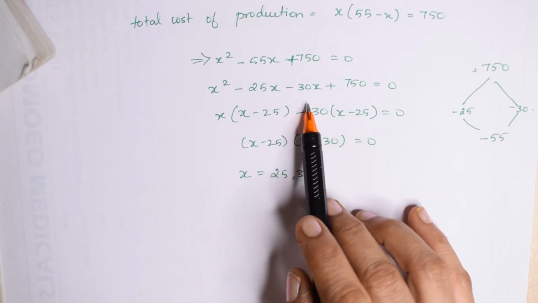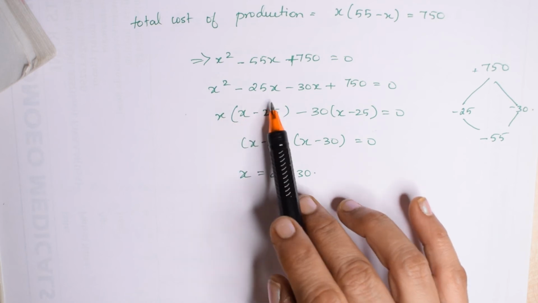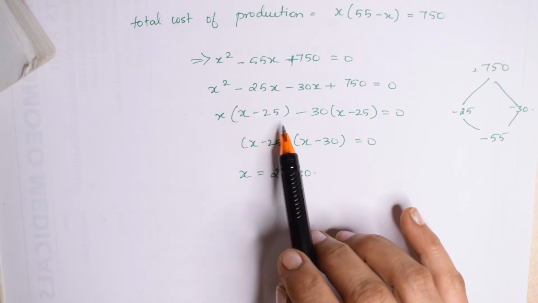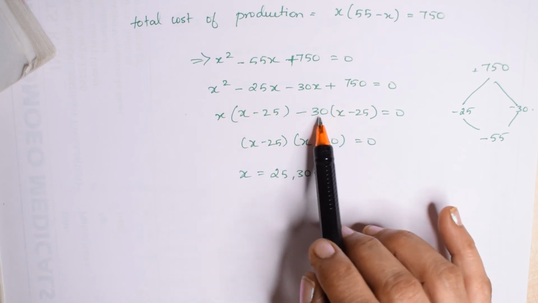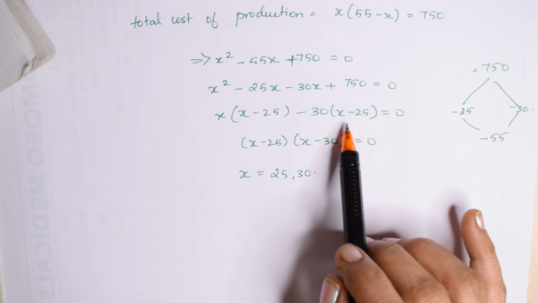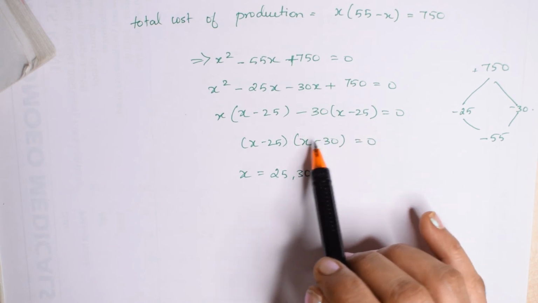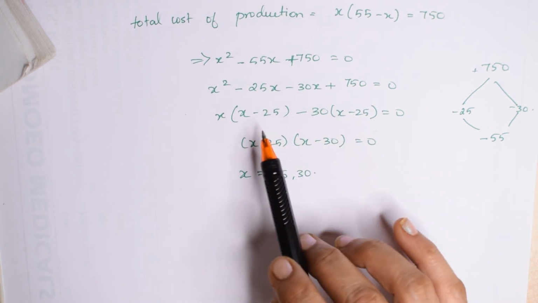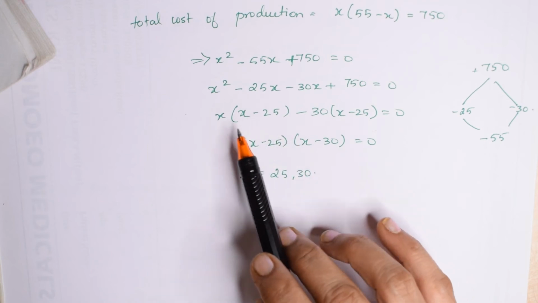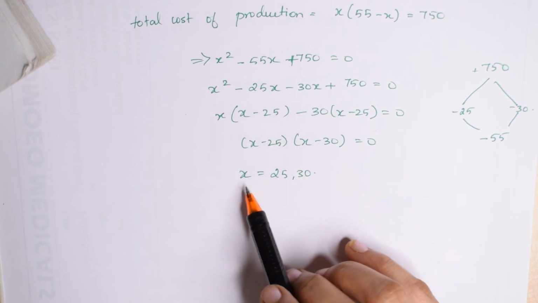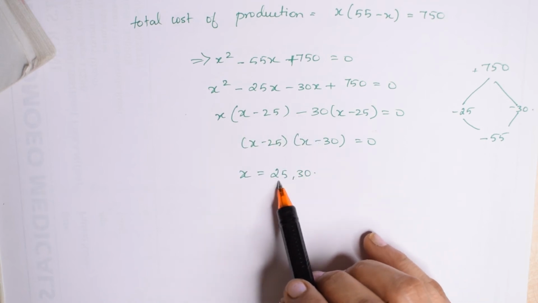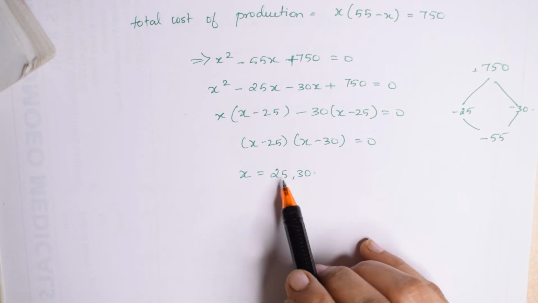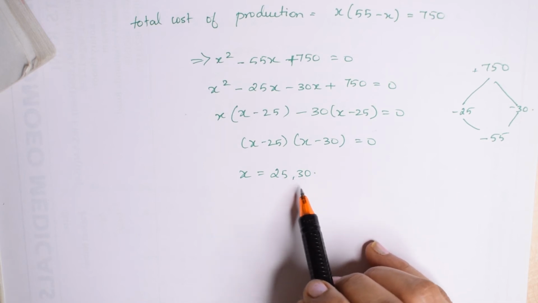So minus 25 and minus 30, and the common term here is x, so x minus 25. Here the common term is minus 30, only then I get the bracket as x minus 25. Then the common term for both these terms is x minus 25, I am taking it out, the remaining is x minus 30. So the values are x is equal to 25 or 30. So we can say the number of toys produced on the day can be 25 or 30.